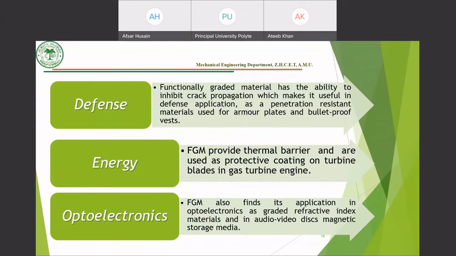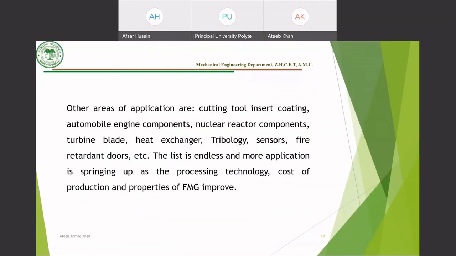Some of the other applications of FGM are cutting tool insert coating, automobile engine components, and so on. So this brings me to the end of the first module, where I wanted to discuss the why, what, and where of FGM.